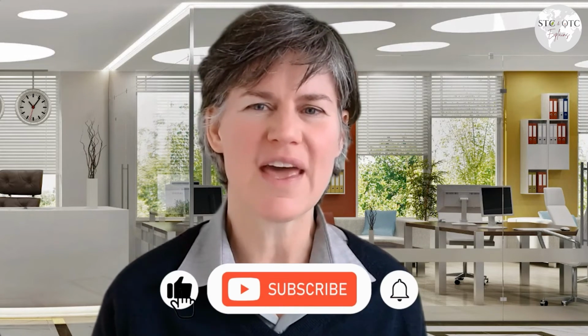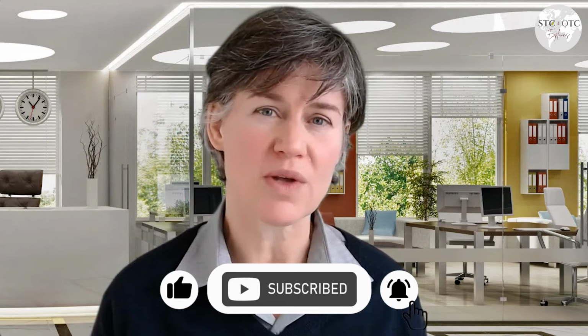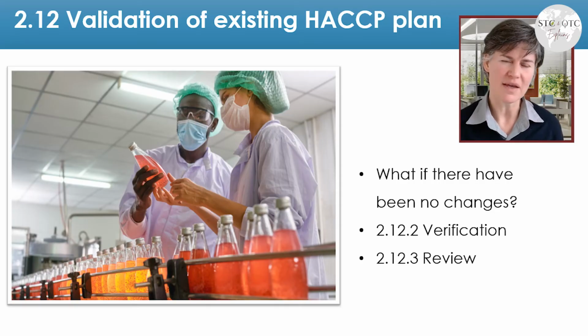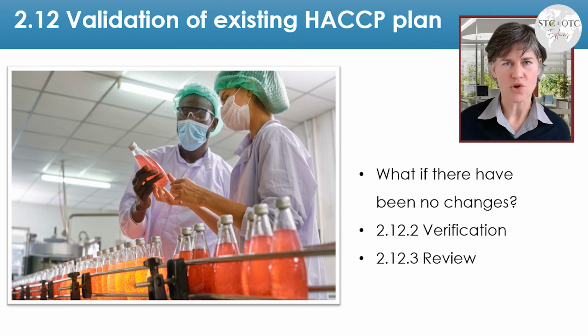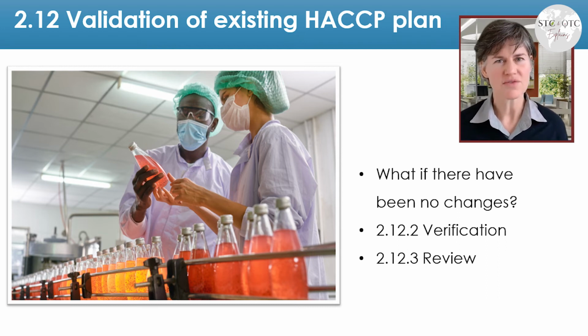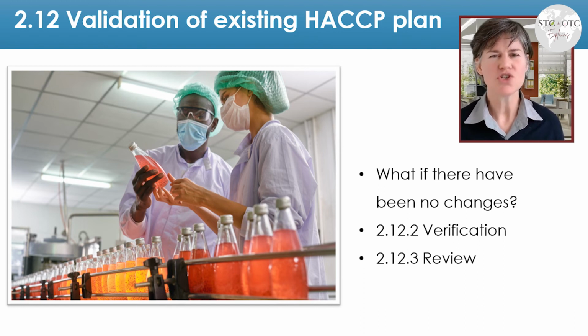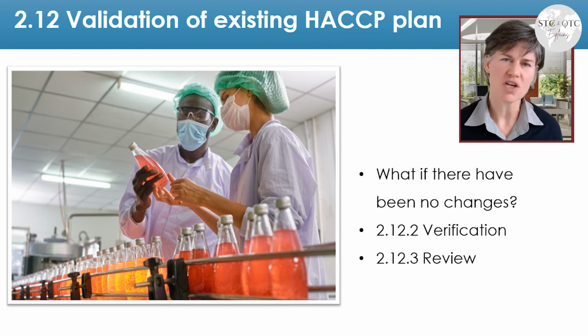And this is made clear when we take a look at the next slide here. What if there have been no changes? That's when 212.2 and 212.3 kick in. That is just to continue with your ongoing verification activities to check that things are performing well as expected. And the review stage is your periodic, minimum annual review to show that nothing has changed and to show that when you look at the trending of your complaints, for example, when you look at the trending of internal non-conformities, for example, that in fact everything is under control.